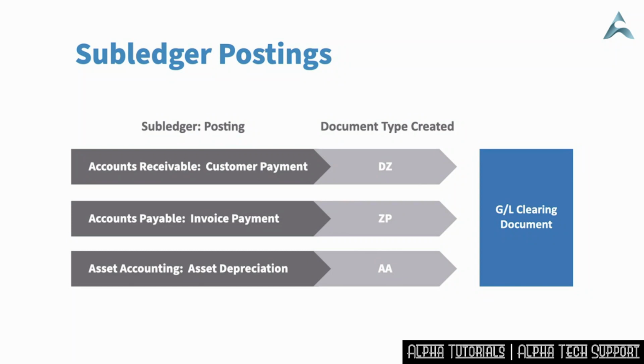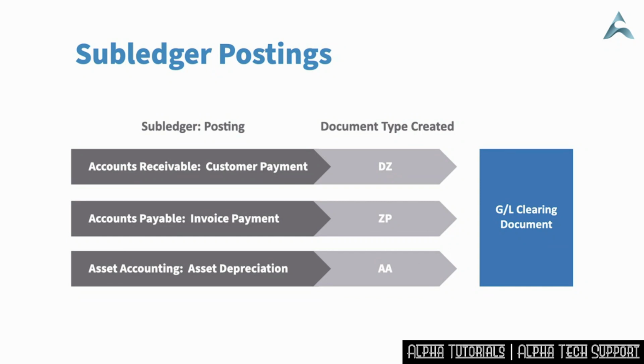Let's review an example for each of the three major FI subledgers. First, in accounts receivable, a customer makes a bill payment. A document with type DZ is created. In the general ledger, the payment is posted and a GL clearing document is created. Similarly, in accounts payable, a payment is made on an invoice to a supplier. A document with type ZP is created. Again, in the general ledger, the payment is posted and a GL clearing document is created.